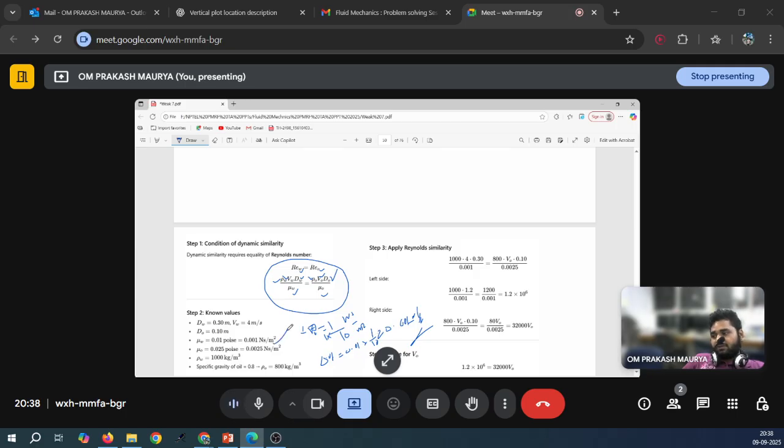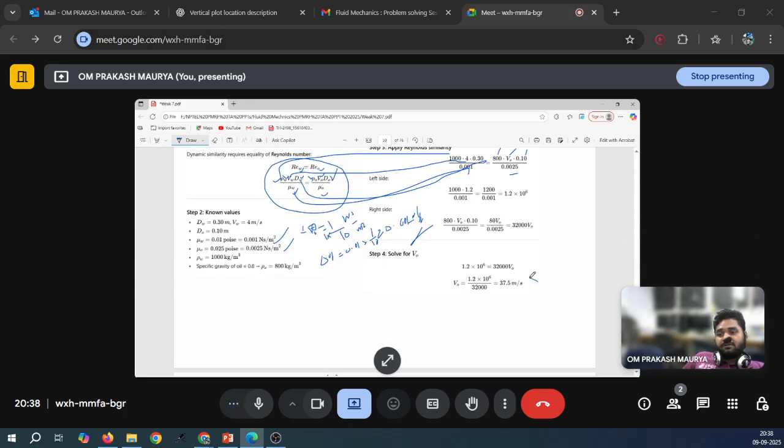Similarly for oil and the rest of the things you know already. Rest is only calculation. So here is 1000. This is velocity of water, pipe diameter of 30 centimeter, which is 0.3 meter, and this is in Newton second per meter square. Similarly for oil, you will put 800, 10 centimeter, 0.00525, and the velocity of oil, finally you will get 37.5 meter per second.